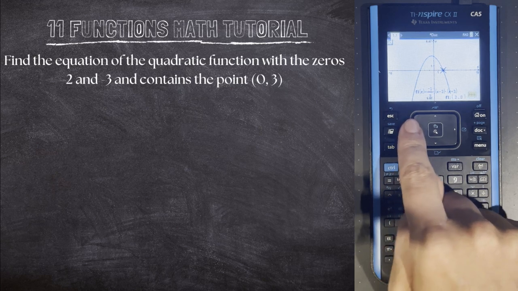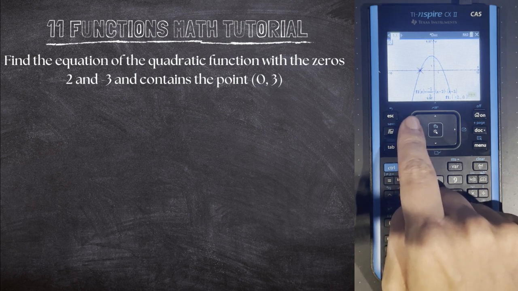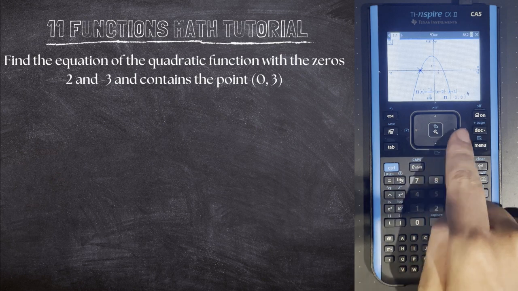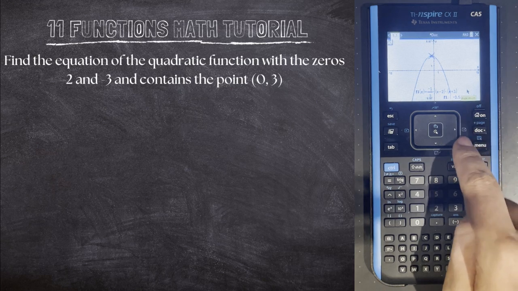And it will stop on our intercepts here. So we have 2, we have the point 0,3, and -3 and 0. And notice it will also stop at our maximum if we wanted to know that.